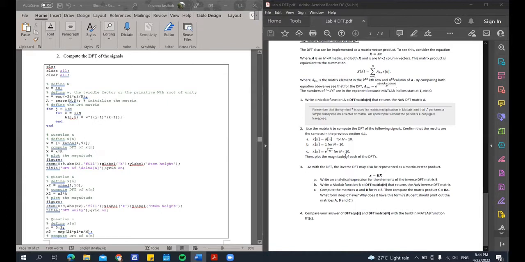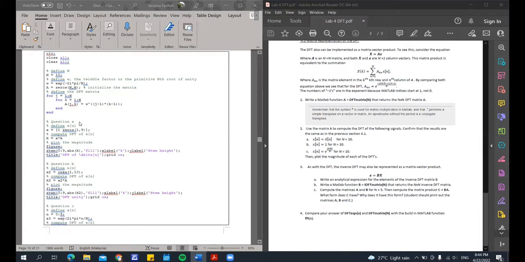For number 2, we need to compute the DFT of these 3 signals given in the lab sheet. For the first one, we first declare the variables that we will use, such as n, which is how many samples we want to run. Here it gives n equals 10, so we declare n equals 10. W is the expression we will use to calculate.